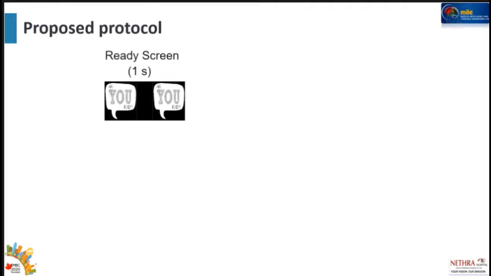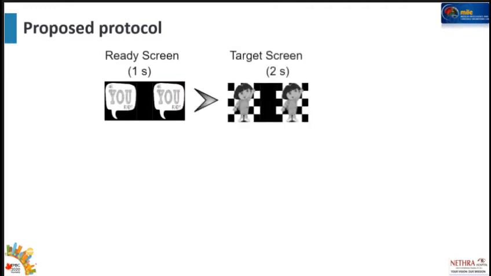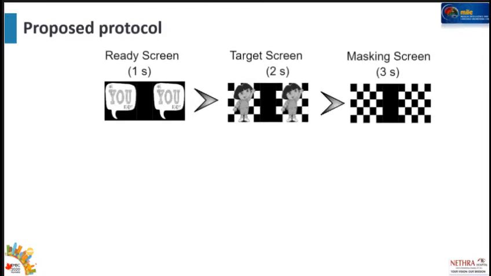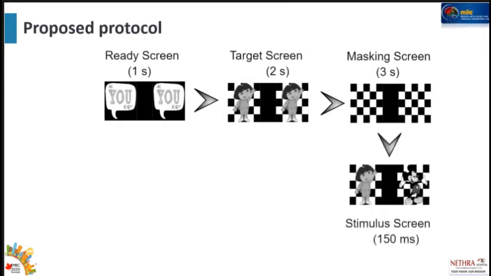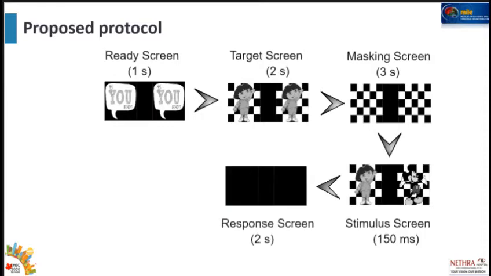The ready screen is shown at the beginning for a duration of 1 second, after which the target screen is shown, followed by the masking screen. The masking screen is used to prevent any afterimage effects. After the masking screen, a similar screen is present for a duration of 150 milliseconds, followed by the response screen.